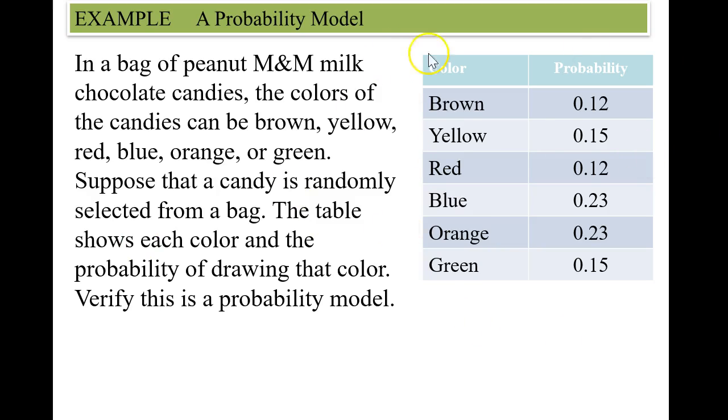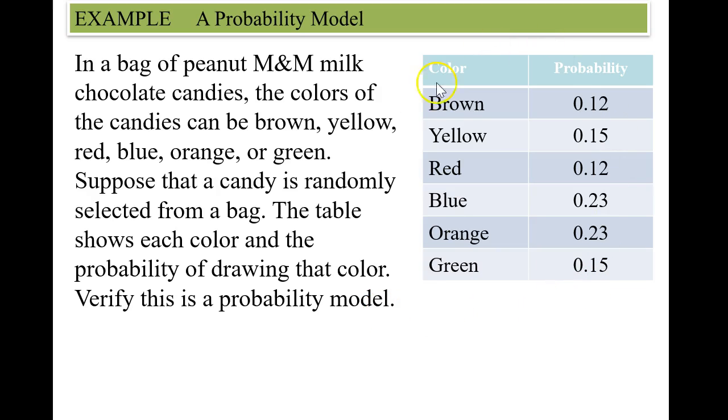So what we have here, this table shows on the left all possible outcomes, the various colors of the candy: brown, yellow, red, blue. Notice that there is no purple, for instance. Purple is not on here because it's not one of the possible colors of the M&M candies. On the right-hand side, we have the probability associated to each individual color. So if we randomly select one M&M peanut candy, the probability that it is going to be a red one is 12%. If we randomly select one M&M candy, the probability that it is green is going to be 15%, and so on and so forth.